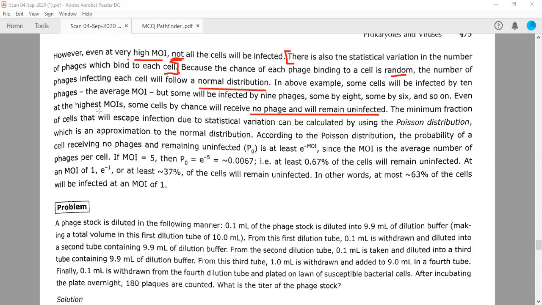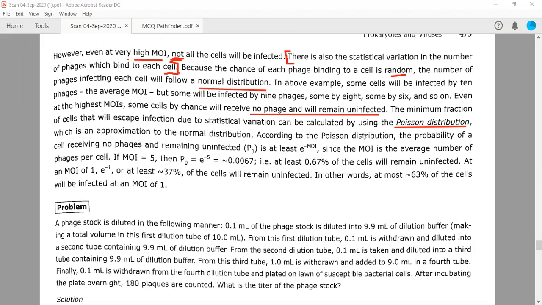The minimum fraction of the cells that will escape the infection due to statistical variation can be calculated by using the Poisson distribution. If someone asks you how we are going to calculate this, this is known as Poisson distribution, which is an approximation of the normal distribution. So you are having normal distribution, then the second type of distribution, which generally you will see in statistical studies, is known as Poisson distribution. So now we will calculate this number.